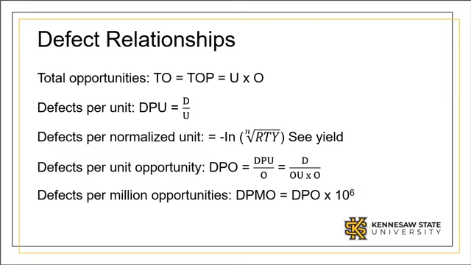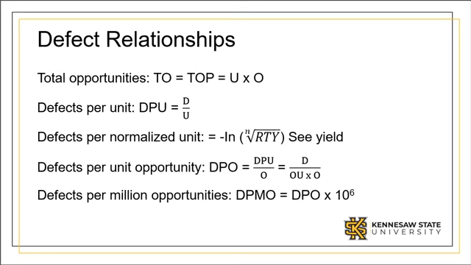Defect tracking is a common way to measure performance. Here are some common defect performance metrics. Total opportunities is the product of the opportunities for the defect and units. Defect per unit is a ratio of defects to the number of units.